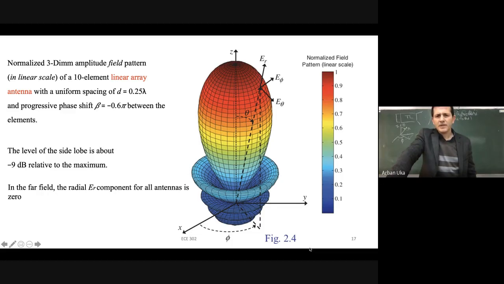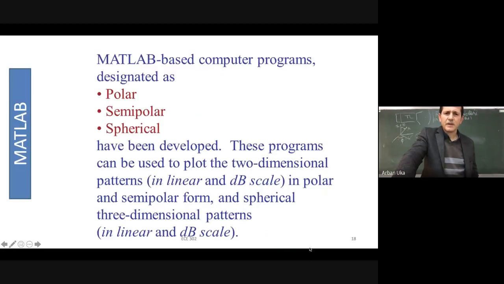And E phi is a vector, assuming now that we have the source of the antenna at the center of Earth, which extends from Vlora to Korça. But it says here that in the far field, the radial E_r component for all antennas should be equal to 0. So we should have no projection along the tangent with respect to a large sphere.